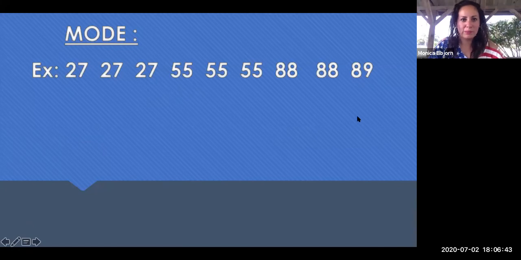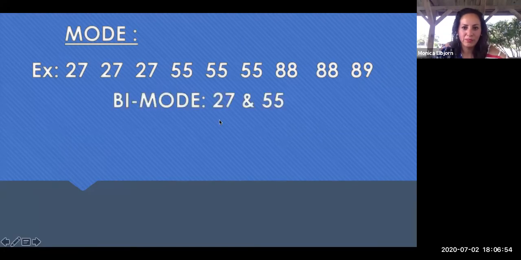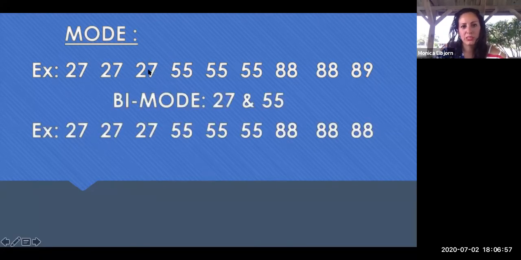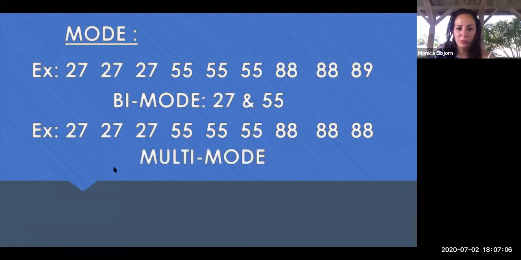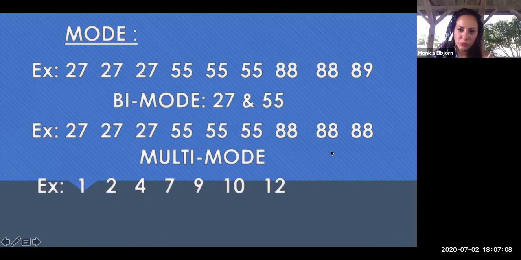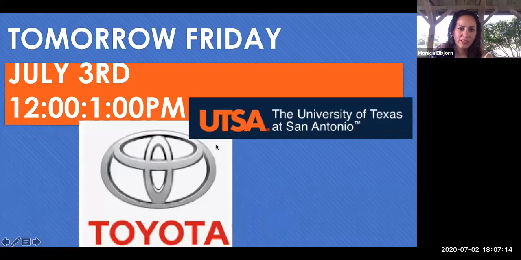What about this example? It's the same 55 that I got. Bi-mode, very good. Because we got two numbers, the 27 and the 55. And if instead of the 89 we got 88, it would be a multi-mode. What about this one? No mode. Very good.